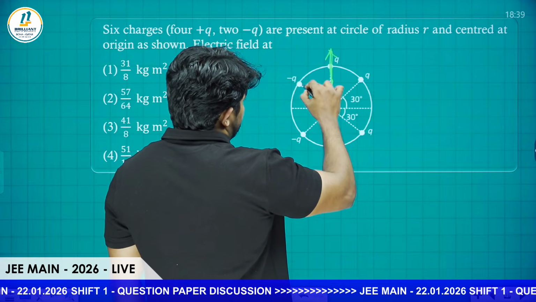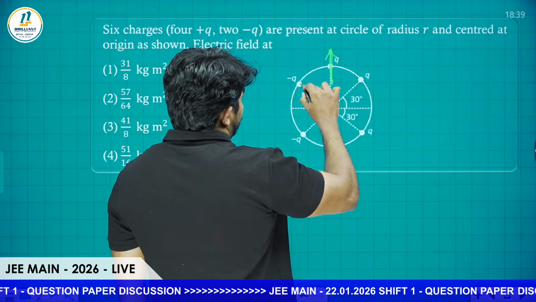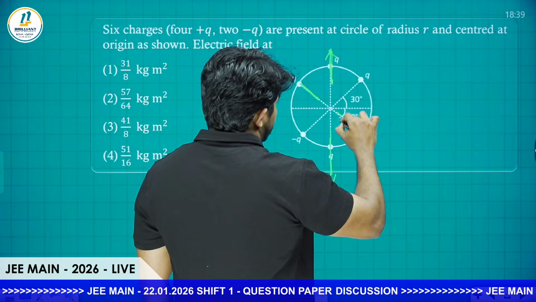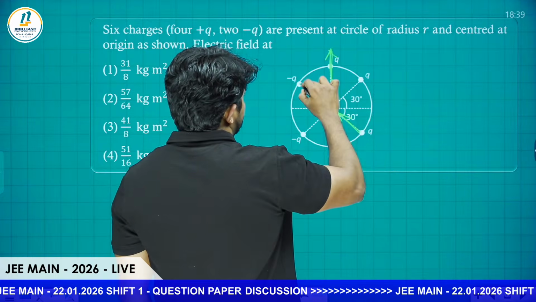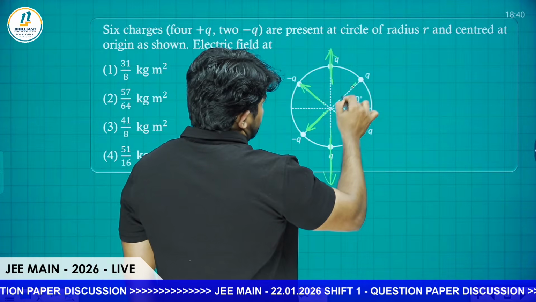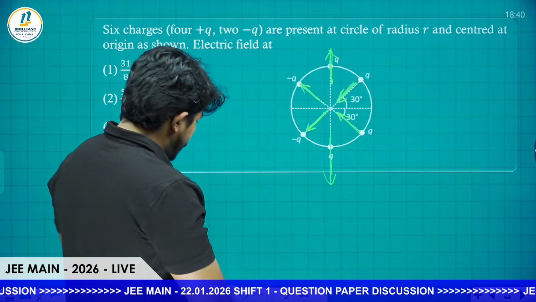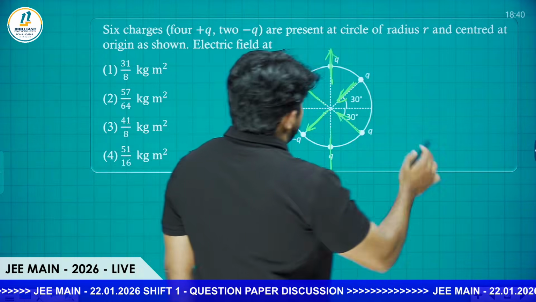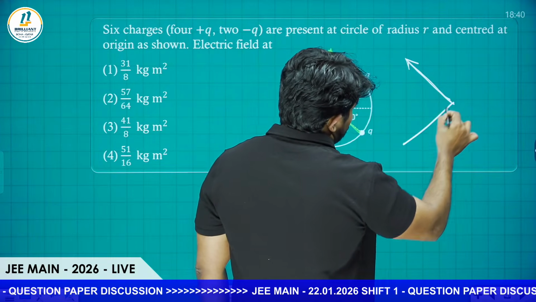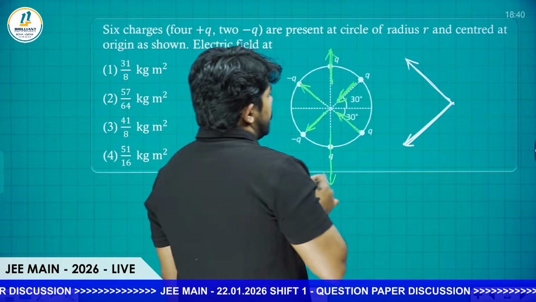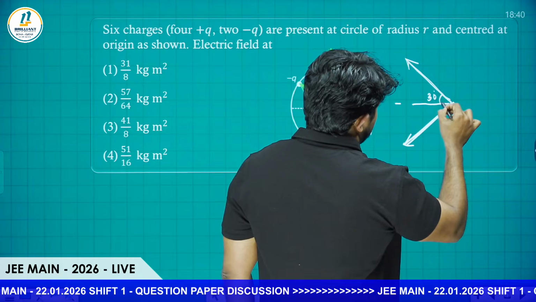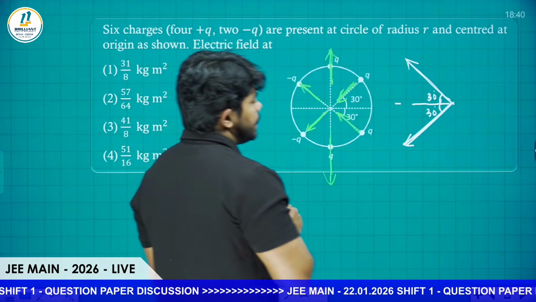But here you can see that there will be a field. This negative charge will have a field in this way, and towards the negative there will be a field, and here also there will be a field. So if I redraw that, there will be an electric field in this direction and also in this direction, and we have to find the net field. And what is the angle? Angle is 30, so the angle between the vectors will be 60 degrees.